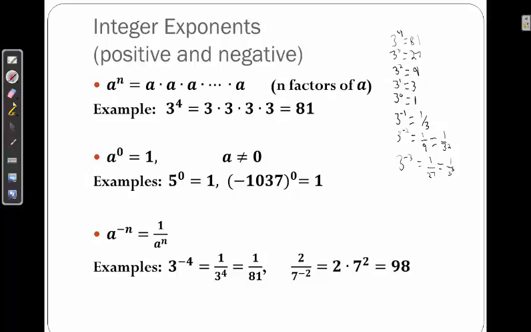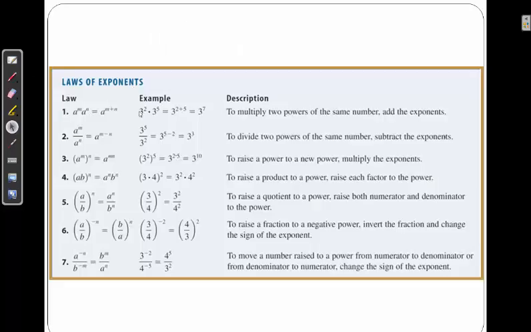All right, moving on. The rest of the section is just dealing with laws of exponents. The laws of exponents, as shown here, tell you how, when you're doing operations with exponential expressions, numbers raised to exponents, how the exponents interact.